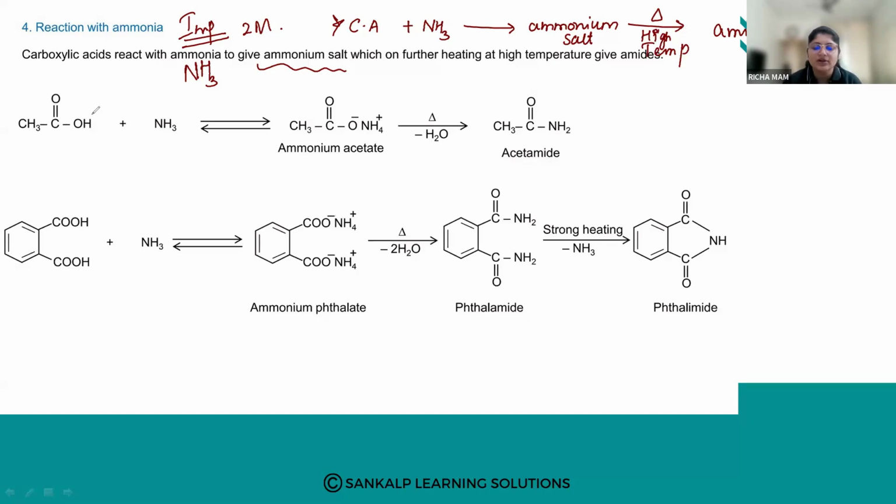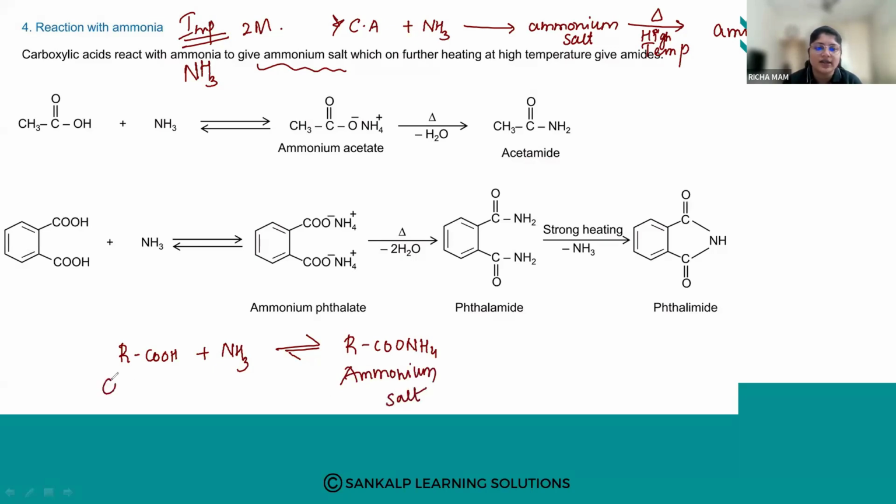So if I write it generally, RCOOH plus NH3, you get ammonium salt. This is a reversible reaction. Reversible means it can undergo forward and backward reaction. So like this will be the arrow. What you'll get? RCOO, so your H will be replaced by NH4 plus. This is my ammonium salt.